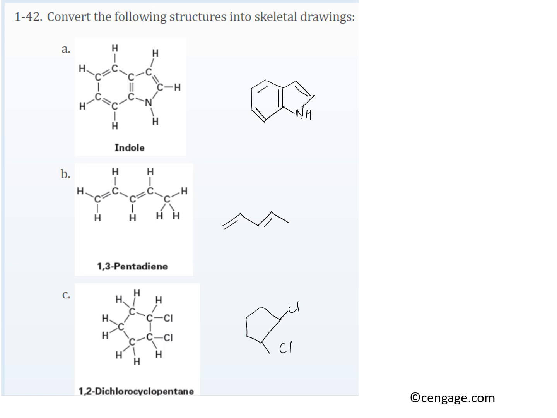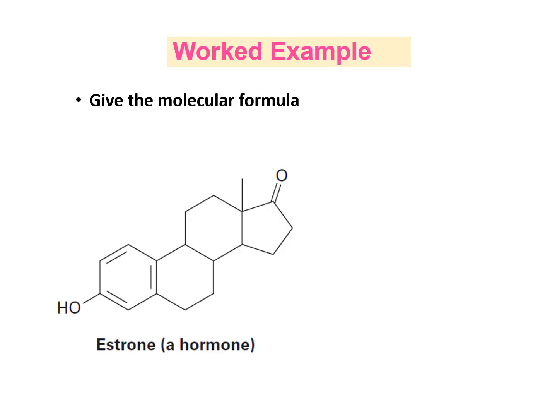Okay, let me redraw this one more time more cleanly. So a 5-membered ring, 2 chlorine atoms. So chlorine here, chlorine here. You have a good practice on those, and we have one more here.